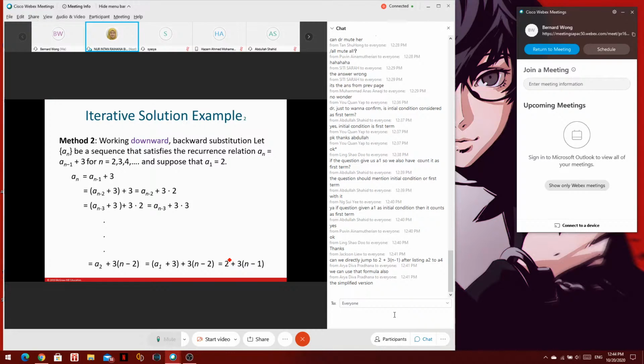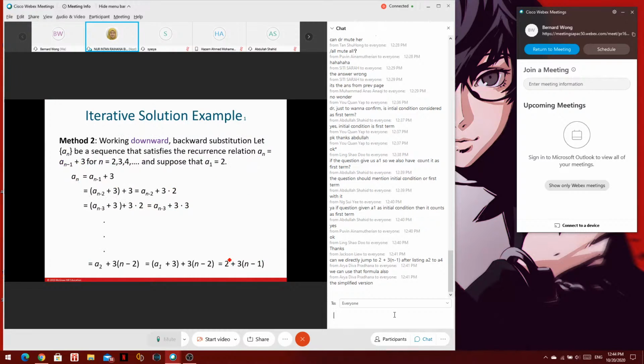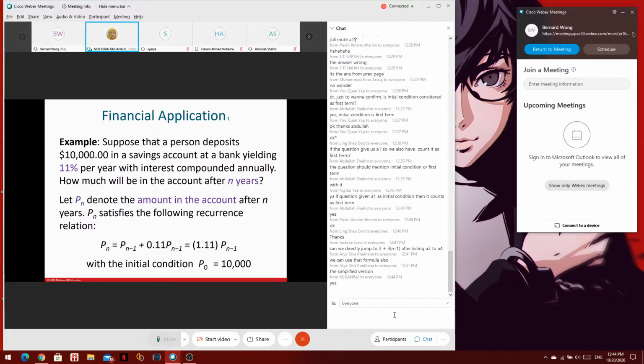Working downward, backward substitution. Let a_n be a sequence that satisfies the recurrence relation a_n. Is this the same one? Same thing. Sorry. Financial application.